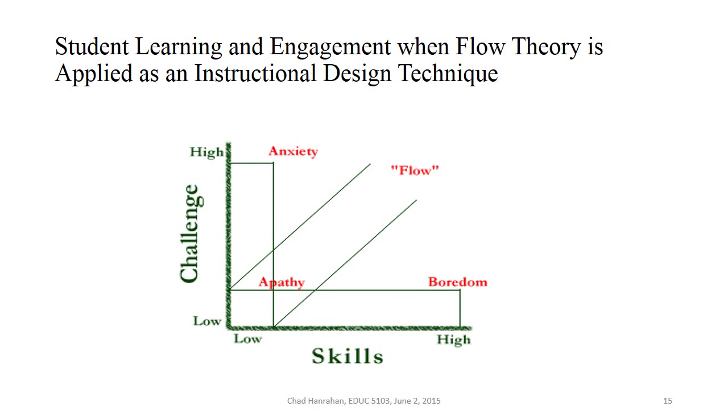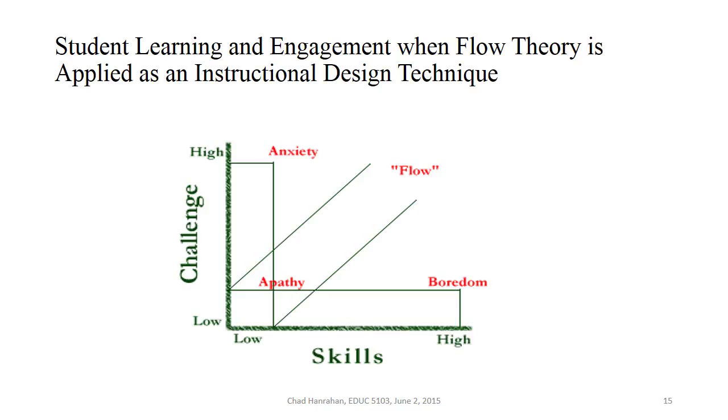So this is a student learning and engagement diagram. Essentially it shows student learning engagement when flow theory is applied as an instructional design technique. As you can see, there's the skills on the horizontal axis, challenges on the vertical axis, and they have those keywords: anxiety, apathy, boredom, and flow. If you see how they all connect, flow is kind of in between all 3.